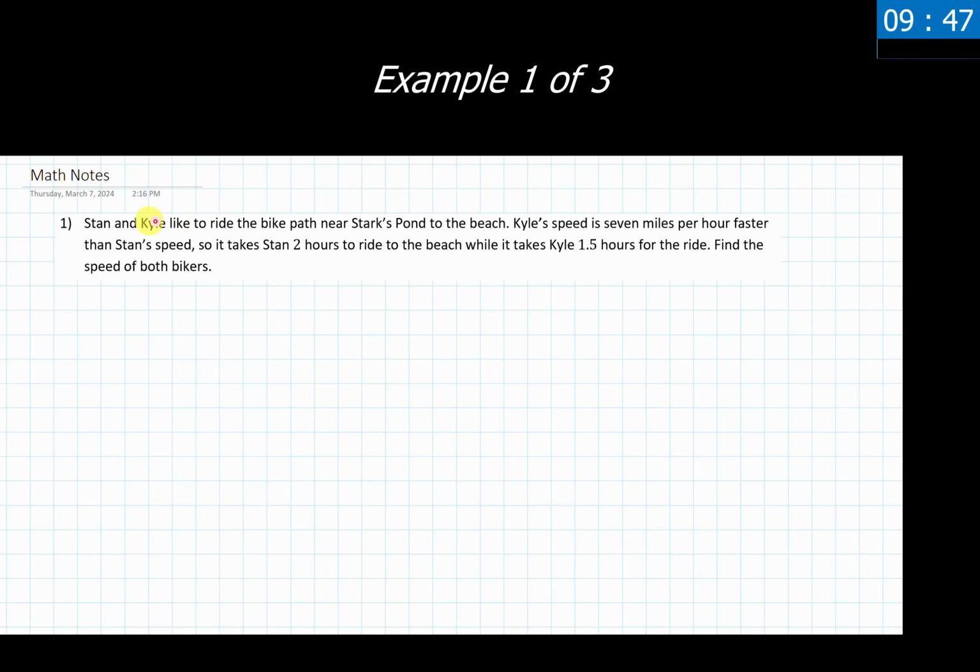Our first problem tells us Stan and Kyle like to ride their bikes near Stark's Pond to the beach. Kyle's speed is 7 miles per hour faster than Stan's speed, so it takes Stan 2 hours to ride to the beach, while it takes Kyle 1.5 hours for the ride. Find the speed of both bikers.